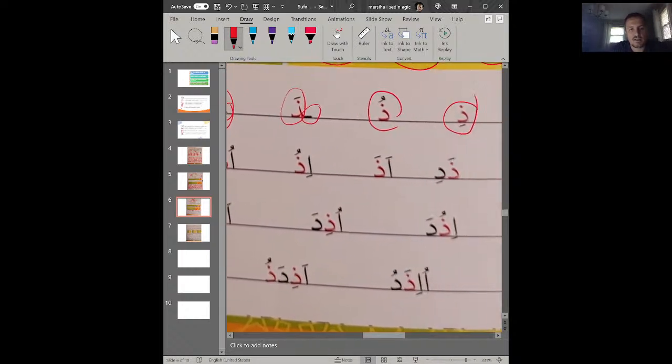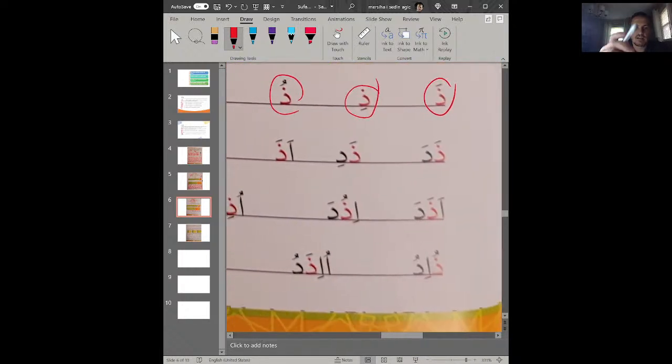Okay. Now let's see the second line. Second line is the da. See, you have dhaal and daal. Dhaal is the new letter that we are talking about. Dhaal has a dot. There is a red dot on the top. The first letter. The second letter is from yesterday.